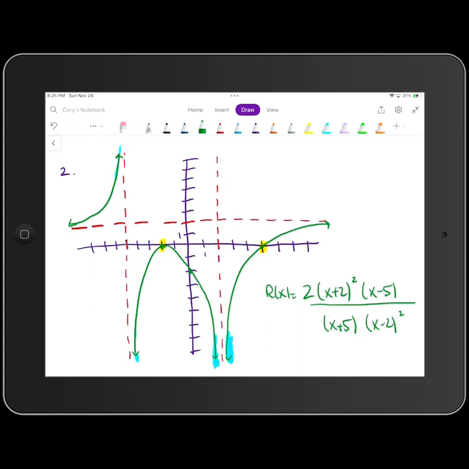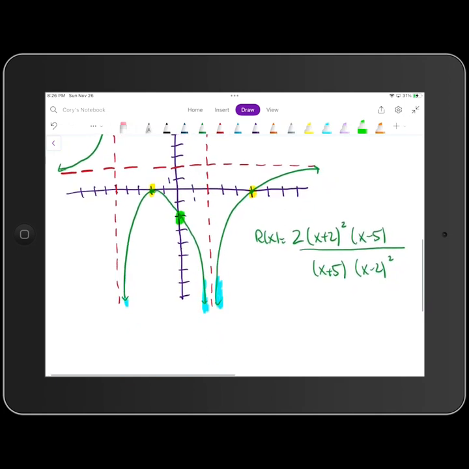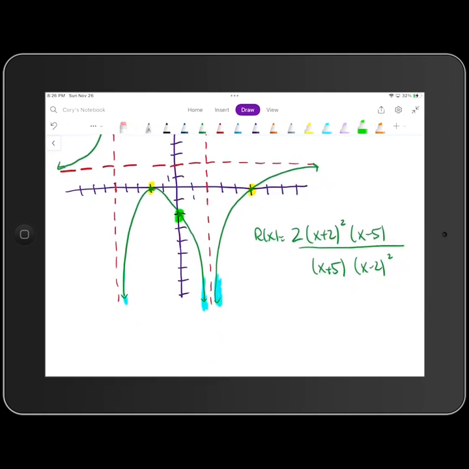Okay, last thing for us to check to see if our function is correct is to check the y-intercept. So when we look at the graph of our function, it has a y-intercept here at -2. So let's plug 0 in for x and see if we get -2 for y. Okay, so when I plug 0 in for x, we're going to get 2 times 2 squared times -5, and then on bottom we would get 5 times -2 squared.